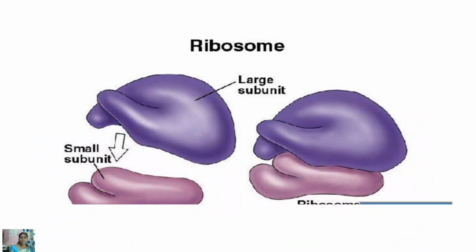These ribosomes are not always associated. They undergo a cycle of association and dissociation. Here you can see the smaller subunit and the larger subunit as separated subunits, and the second picture shows the whole unit, a union of both the smaller and larger subunit.